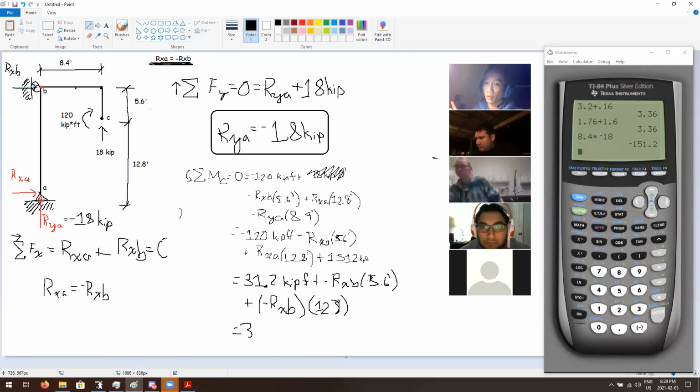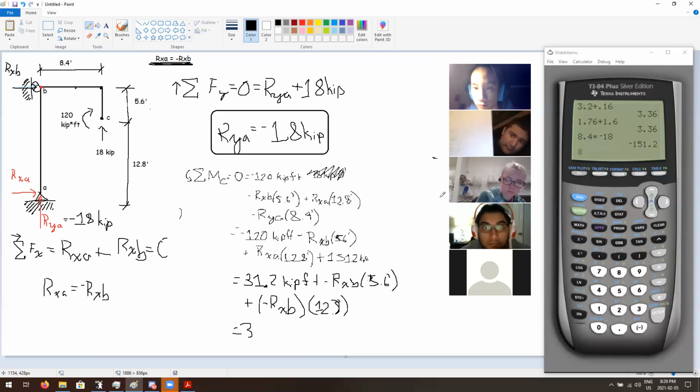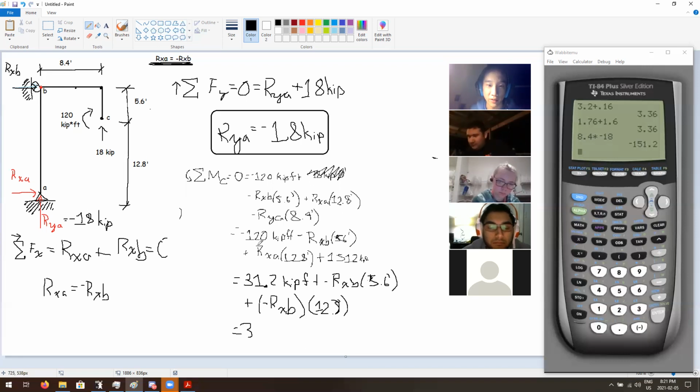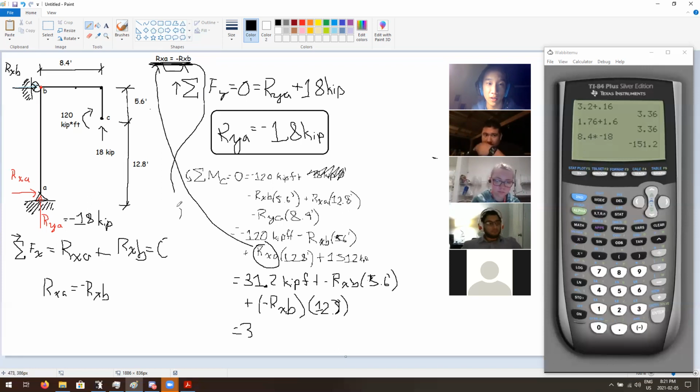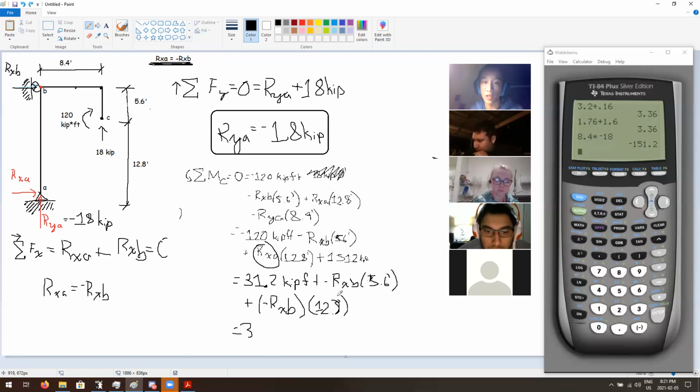So we're going to replace one of the unknowns with the opposite unknown. This is basically what I did. I just had the equation up there, and I'm transferring it down over here. So we're replacing this RXA, converting it to negative RXB, and putting it right there. We're just replacing it. So we have one unknown, RXB.